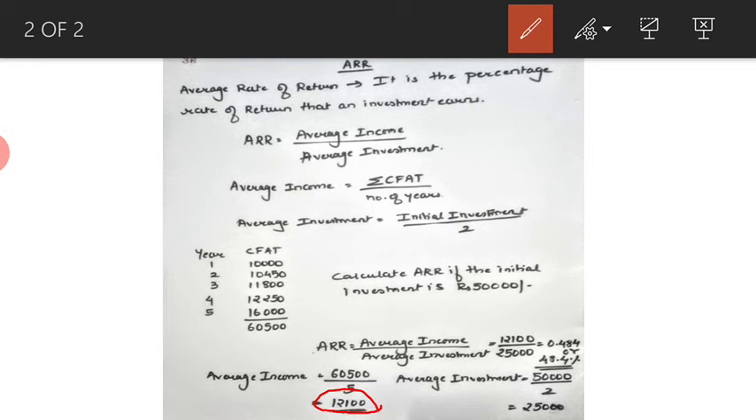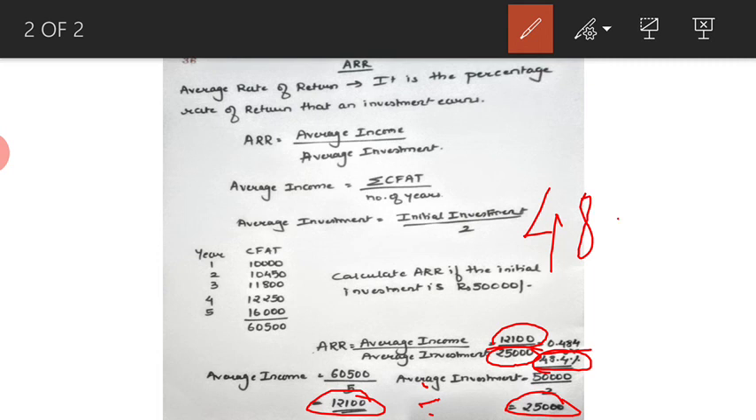Similarly, let us calculate average investment. It is initial investment divided by 2. The initial investment is 50,000. So 50,000 divided by 2 gives us 25,000. Now we have got average income and average investment. Divide these two to get the ARR. ARR is average income, that is 12,100, divided by average investment, that is 25,000. So your answer would be 0.484 or 48.4%. That is your ARR.